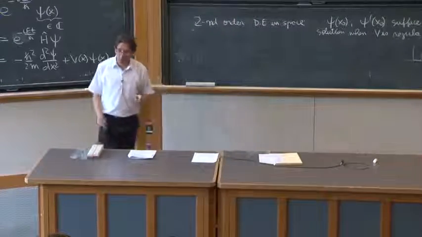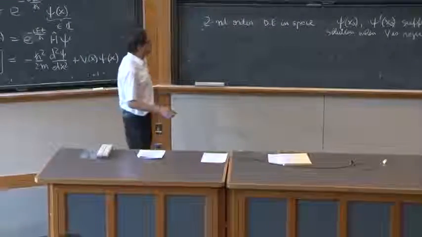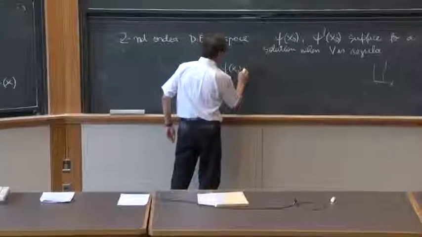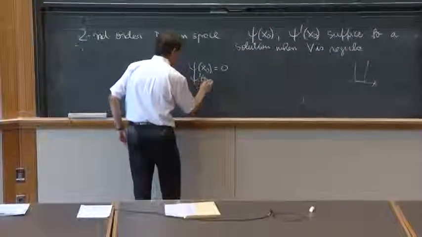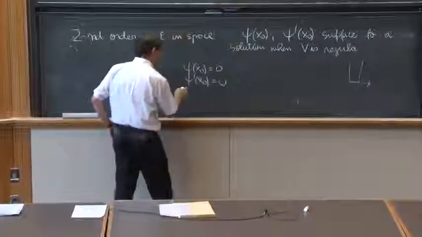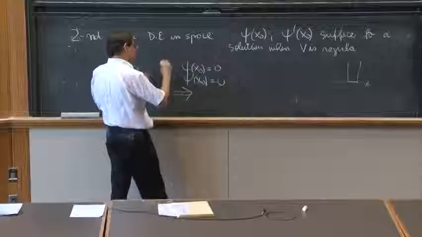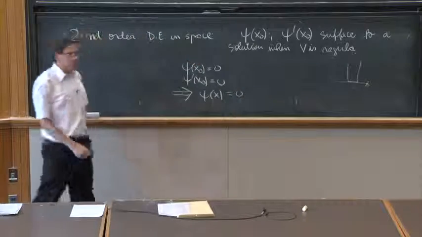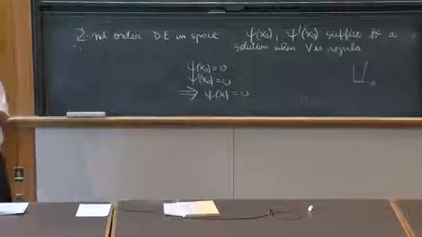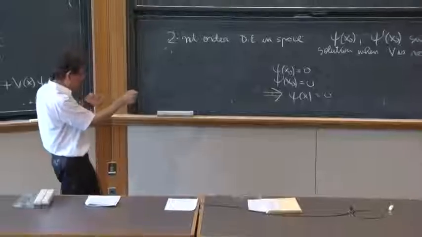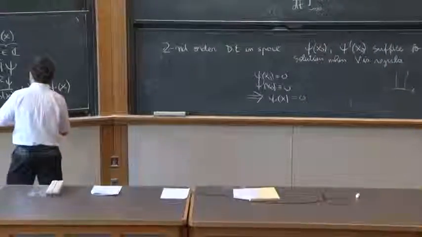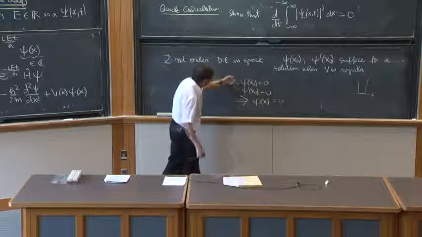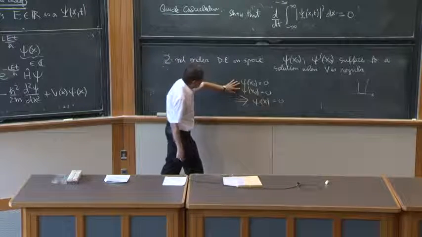And that actually means something very important, that if psi at x0 is equal to 0, and psi prime at x0 is equal to 0, then under these regular conditions, psi of all x is 0. Because you have a differential equation in which the initial value is 0, the psi prime is 0, and you go through the equation, you see that every solution has to be 0. It's the only possibility here.